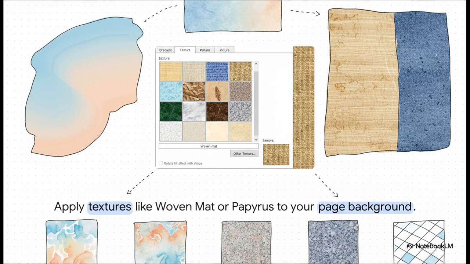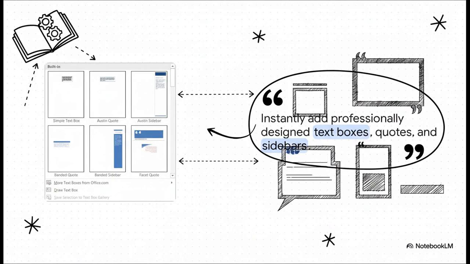You're not limited to a plain white page either. You can give your document some real personality by changing the entire page background. You can use a solid color, a subtle gradient, or even one of the many built-in textures like papyrus or granite. And if you need to highlight a key piece of information like a pull quote or sidebar, don't just draw a box. Word has a whole gallery of pre-designed, professionally formatted building blocks. You can drop in a great-looking quote or sidebar that instantly matches your document style.